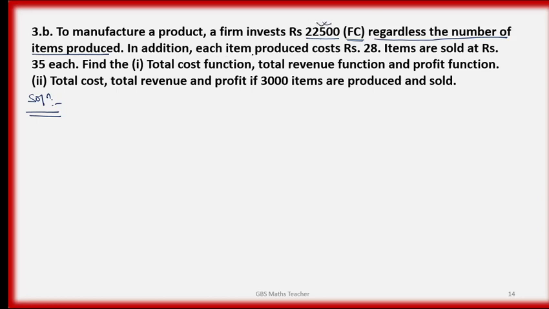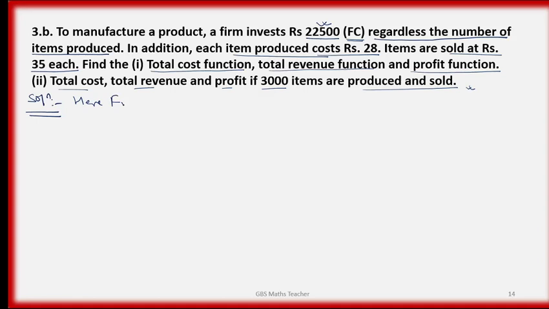In addition, each item produced costs RS 28. Each item produced cost, that is variable cost. Items are sold at RS 35, is selling price. In this case, find the total cost function, total revenue function, and a profit function in first case. And in the second case, the total cost, total revenue, and profit if 3,000 items are produced and sold. So we have to solve this question, dear students. We have to solve this systematically here.